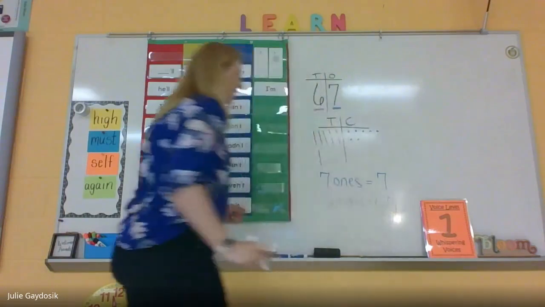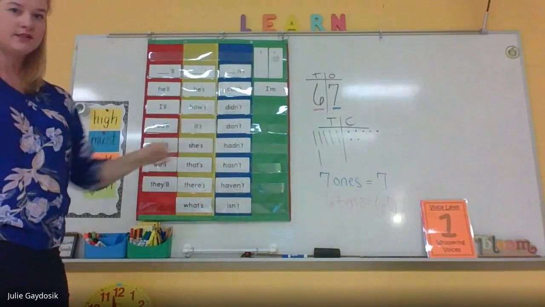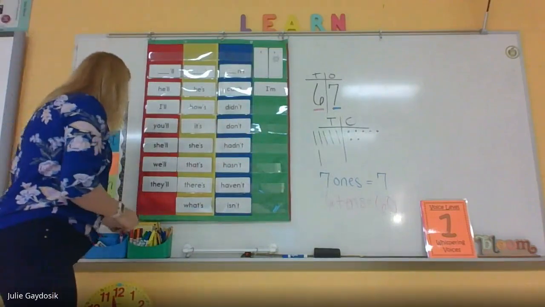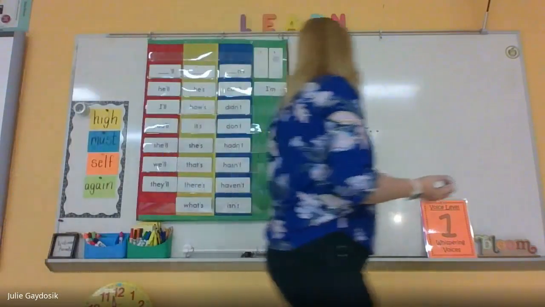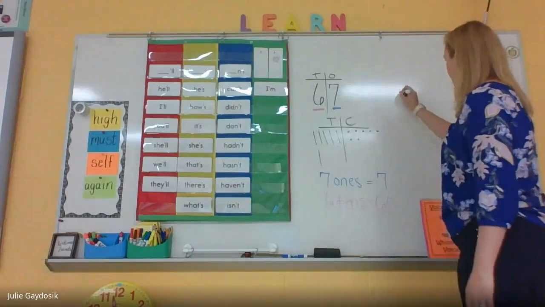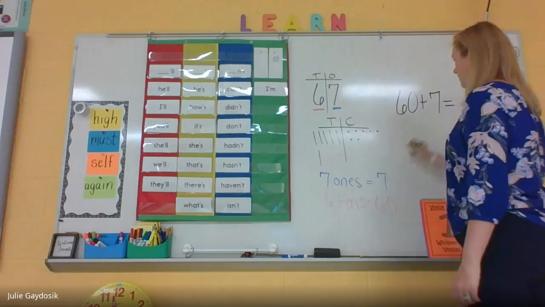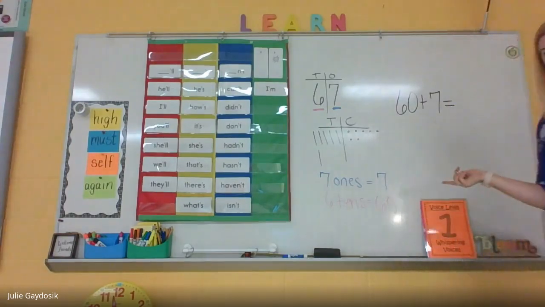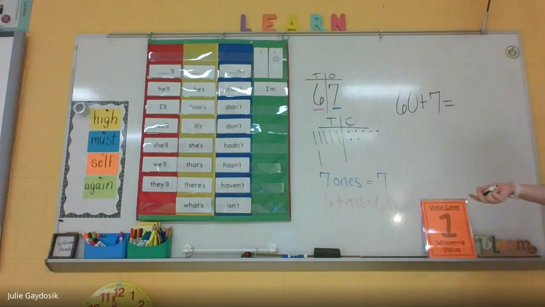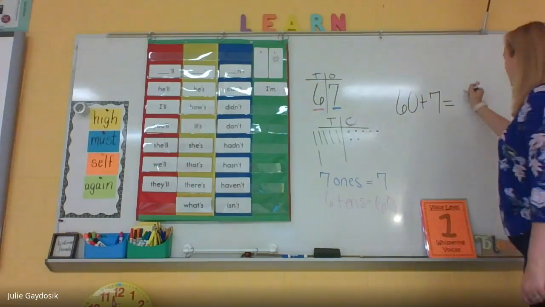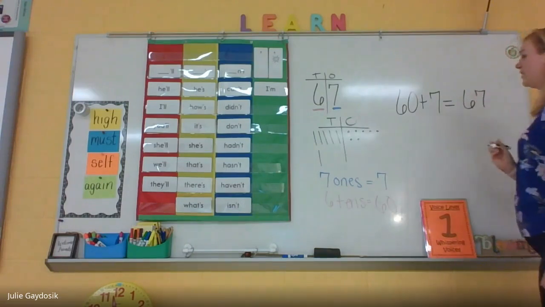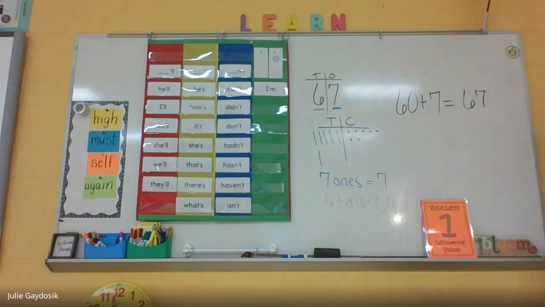Now see how my numbers are broken down into tens and ones? These two numbers added together, if I took 60 plus 7, it should equal 67. 60, 61, 62, 63, 64, 65, 66, 67. So anytime if you're determining the value and if you're not sure you're correct, go ahead and determine the value for the whole number and then see what your answer is.